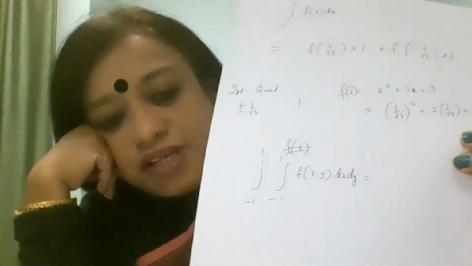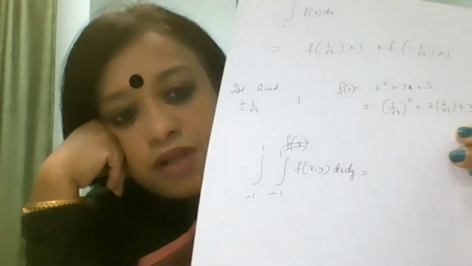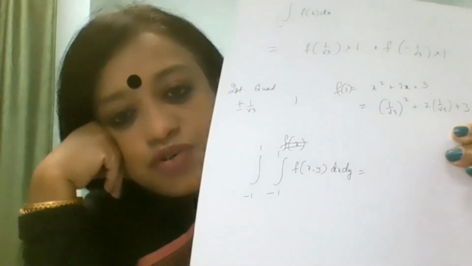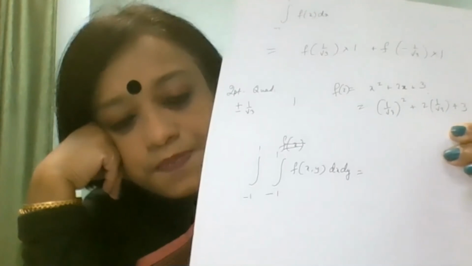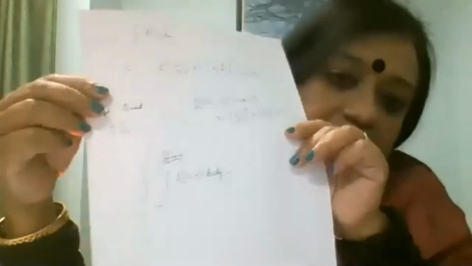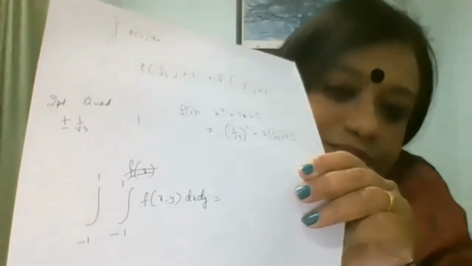Now, the question is, if I have a quadratic polynomial in x and y, and therefore I know that I need to use a 2-point quadrature, what will my summation look like? It will have 4 terms. 4 terms, yes. And what are these 4 terms?